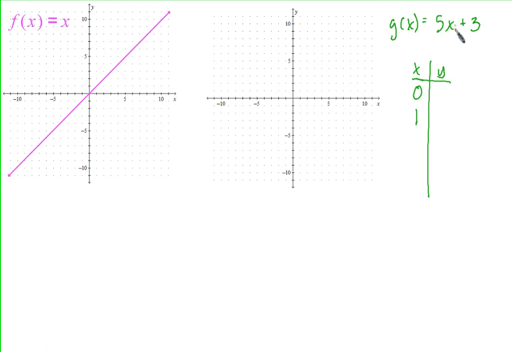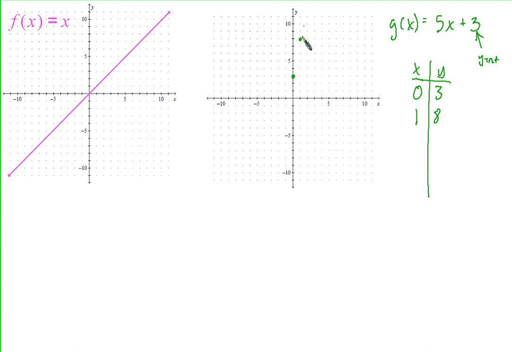Of course, if I plug in 0, I'm going to get 3. That's how I know this is always the y-intercept. The number that does not have an x attached to it is the only thing left when I plug in 0. So I know that's the y-intercept, the place where it crosses the y-axis. So that's different from the parent function. How about if I plug in 1? I'm going to get 5 plus 3. That's going to be 8. So I plug in 1 and I get out 8.